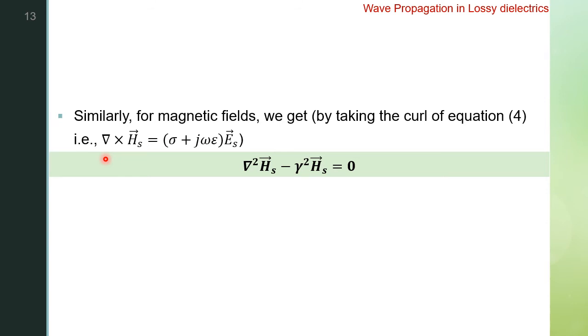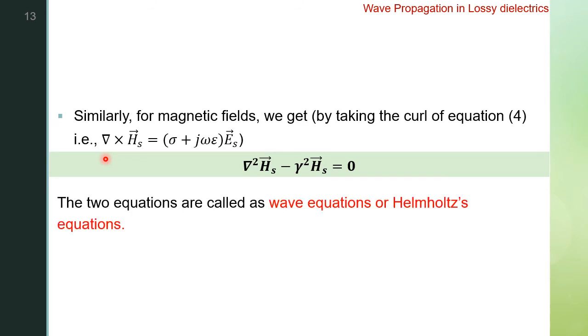Those two equations are called the wave equations, or Helmholtz equations, which correspond to electromagnetic wave propagation. Both of them are second order differential equations corresponding to electric field and magnetic field. One is del square Es minus gamma square Es is equal to 0. The second one is del square Hs minus gamma square Hs is equal to 0.